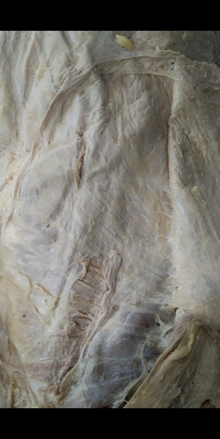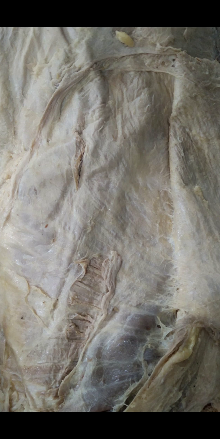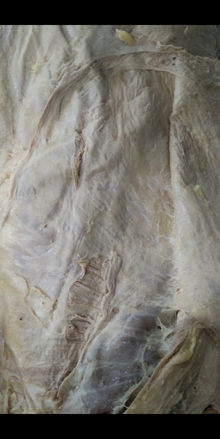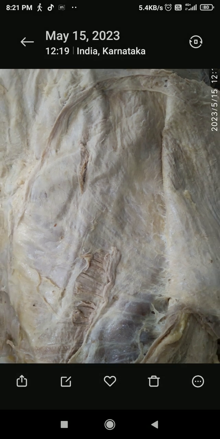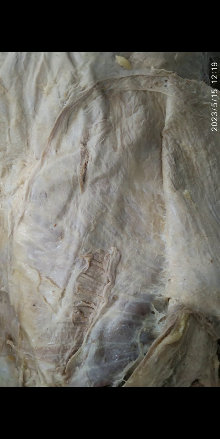Another portion of the lowermost part of the internal oblique, which takes origin from the inguinal ligament, will be called the arching fibers of the internal oblique. It joins with the transversus abdominis to form the conjoint tendon. This conjoint tendon is attached to the pubic crest. In the medialmost part you can see the pubic crest. This is the insertion portion.